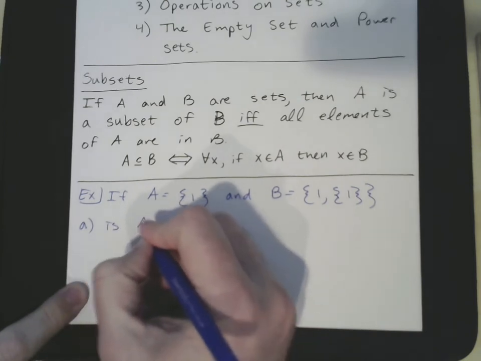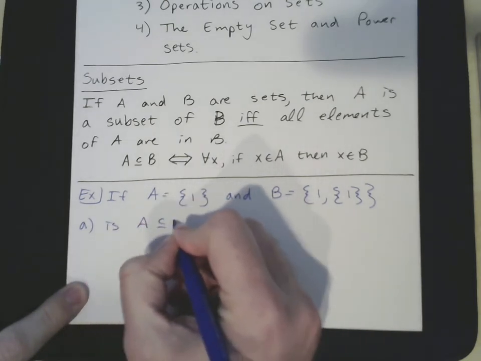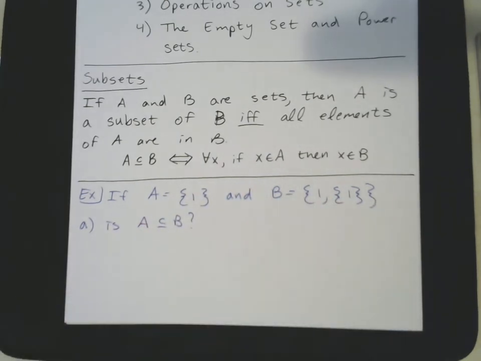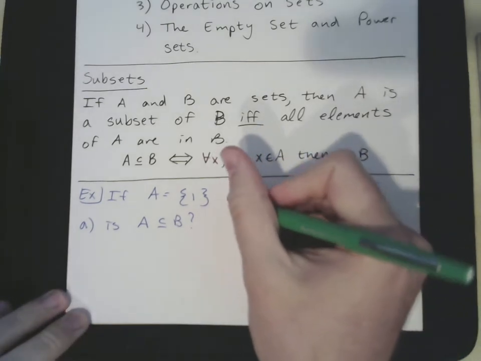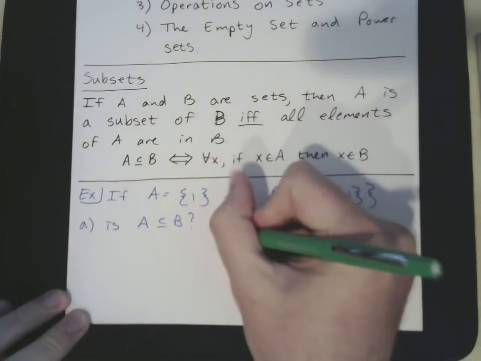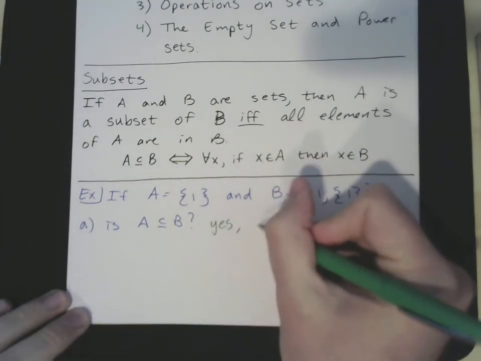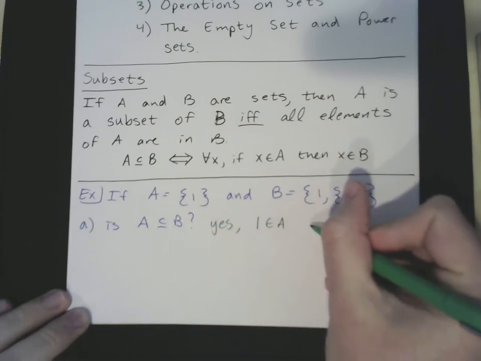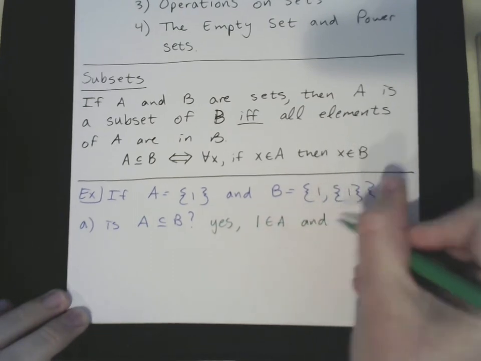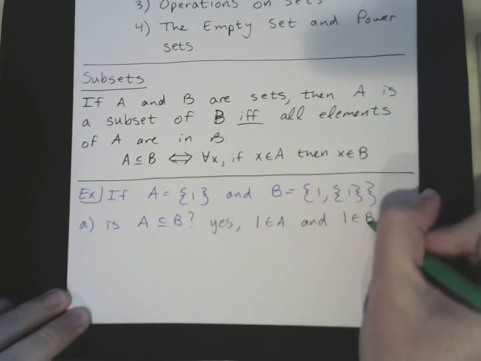So we're just going to ask a couple basic questions here. Is A a subset of B? And the answer here is yes. That's because 1, which is in A, and 1 is in B.